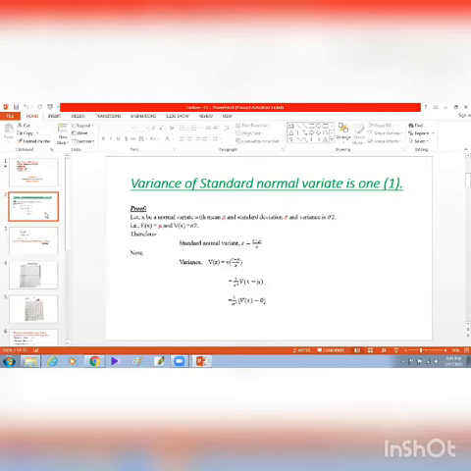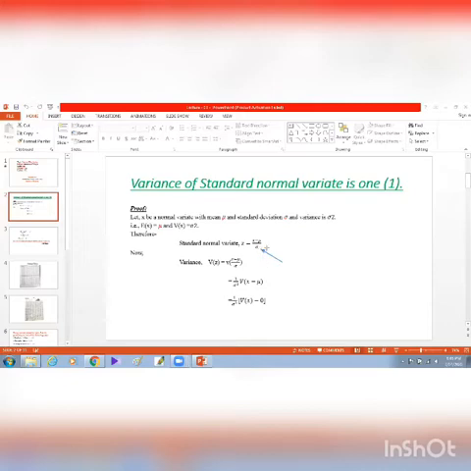Now the proof. We consider that the normal variate is x, its mean is mu, the standard deviation is sigma and the variance is sigma square. Symbolically, it is denoted such a way that expectation of x equals mu and variance of x equals sigma square. By definition, the standard normal variate is z equals x minus mu divided by sigma. So this is z, or the standard normal variate.